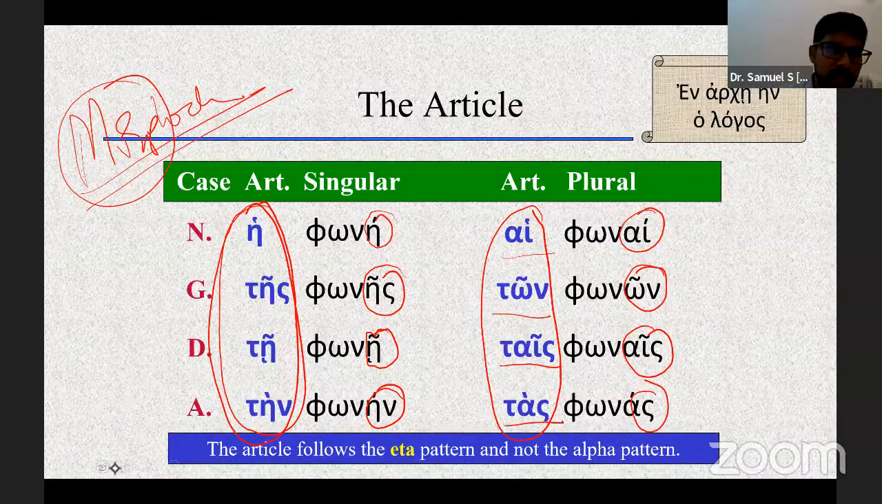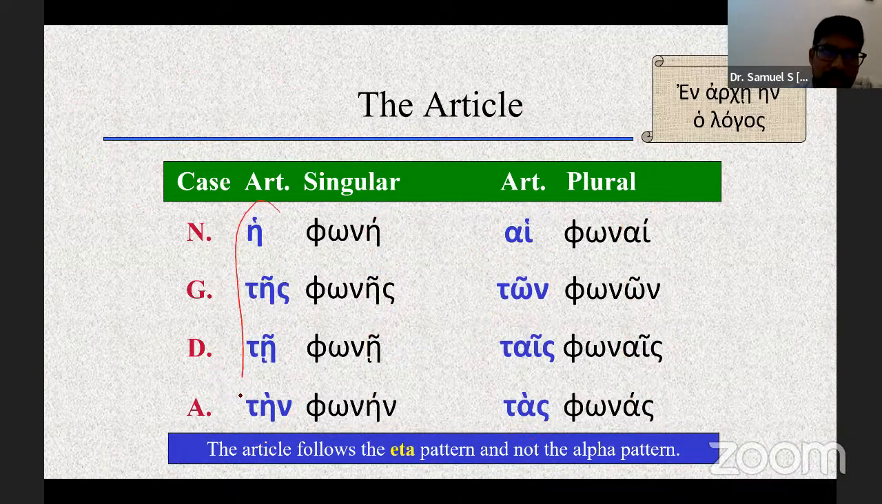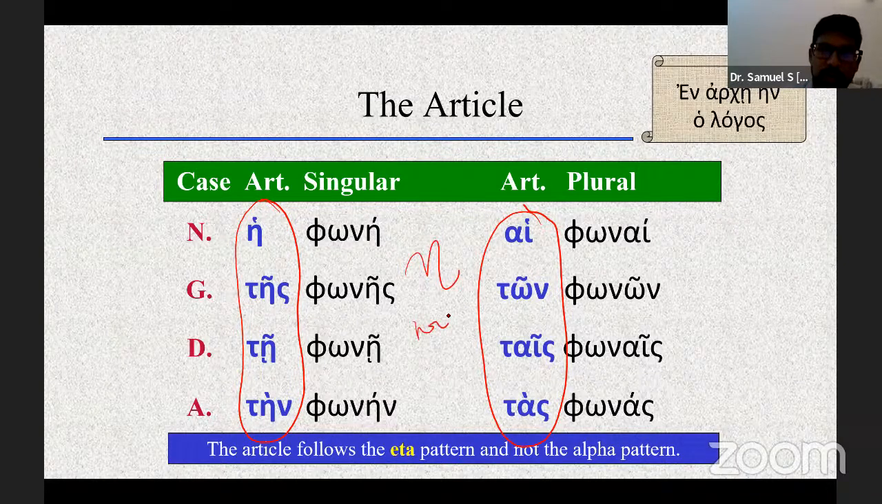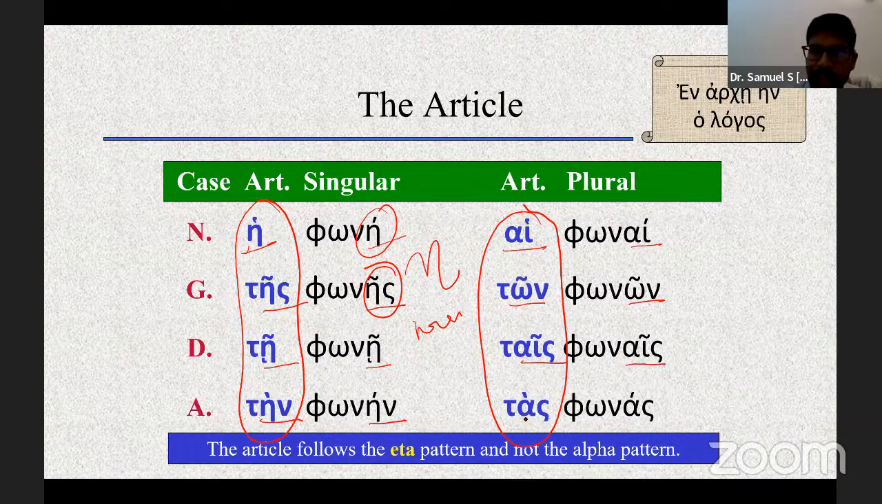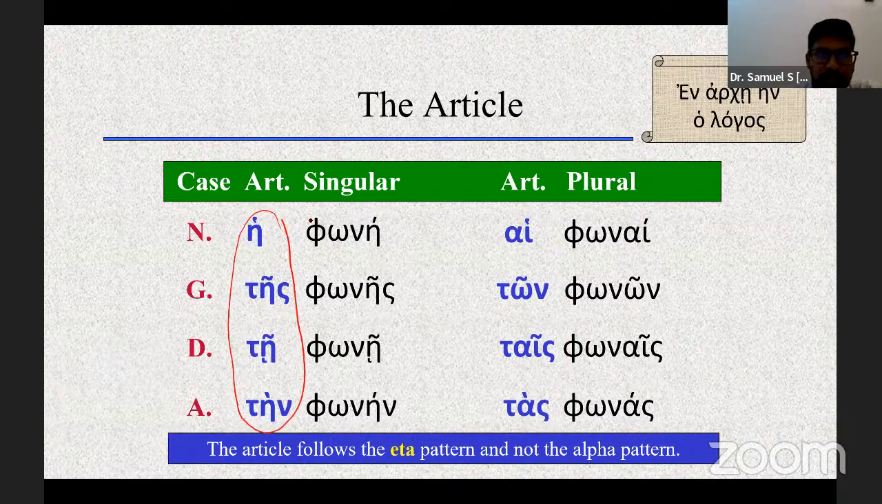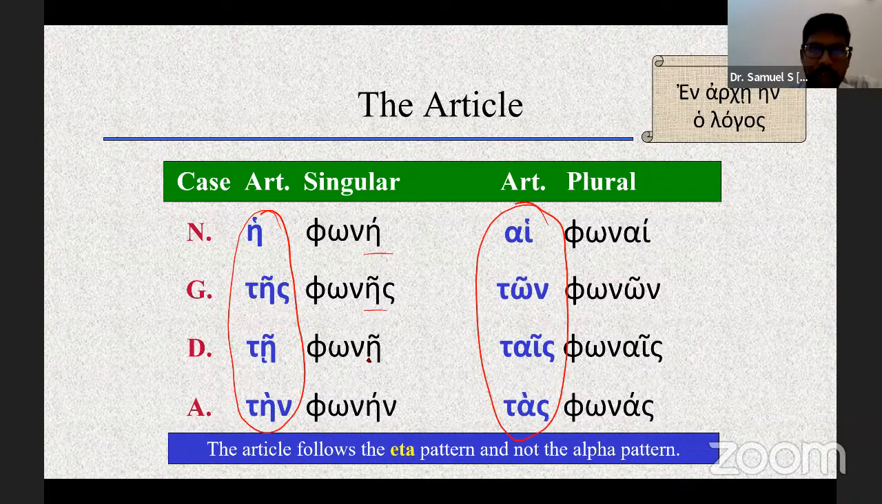One good way to learn this is, if you really learn the article in the eta pattern, in a way, you've already learned the eta pattern nouns, right? Because it's the same thing. e, es, e, en, ai, on, ais, as, right? So you may want to just start off with learning the feminine article forms. So automatically you know these as well now.